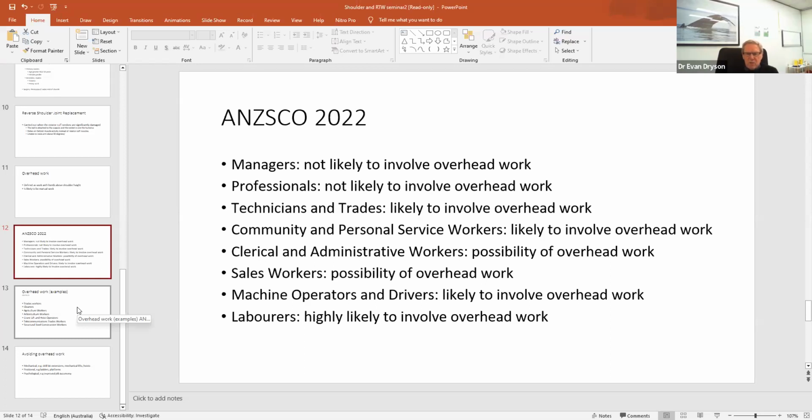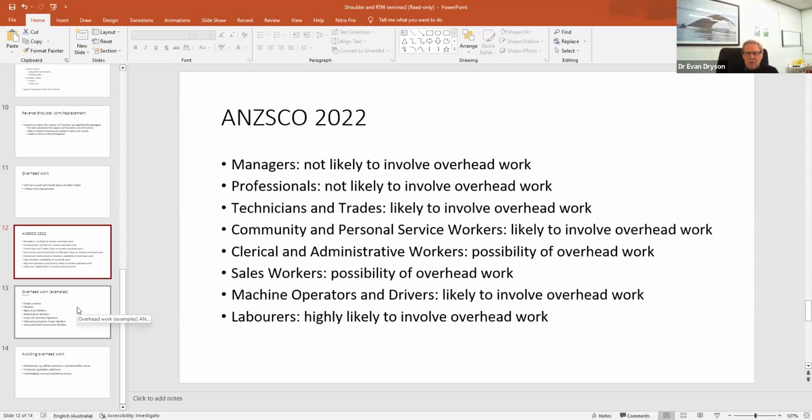Tradespeople are very likely to be doing overhead work, whether it's just stretching up and reaching, or whether it's work with holding tools above your head, or even lifting heavy items above your head. It's very likely to be seen in these particular occupations. Personal service workers, it is likely to involve overhead work if, for example, you're looking after aged care people, or you're doing other services for people. You may have to help them dress, you may have to help them shower. So the chances of raising your arms above your shoulders are probably reasonably high.